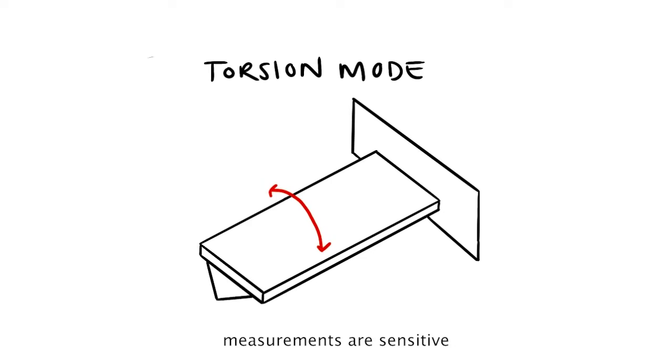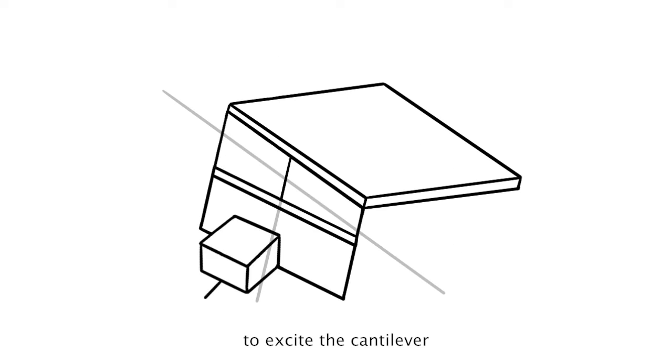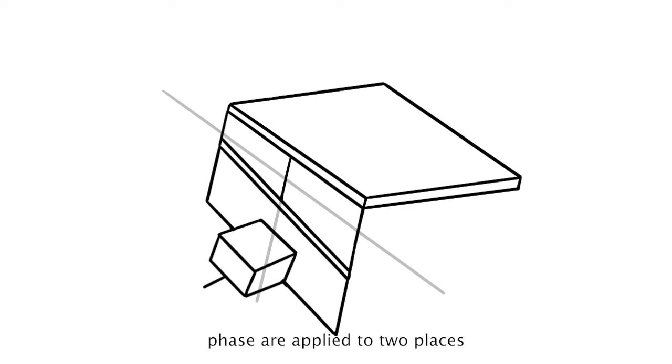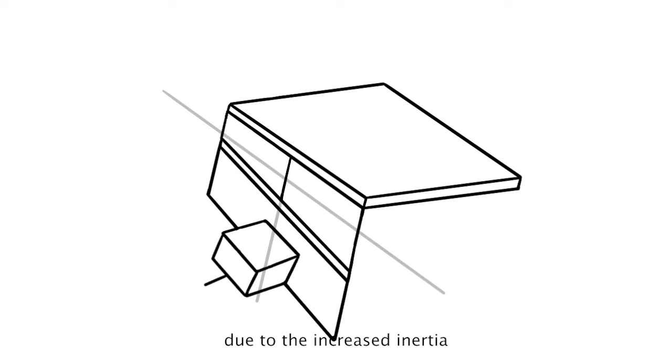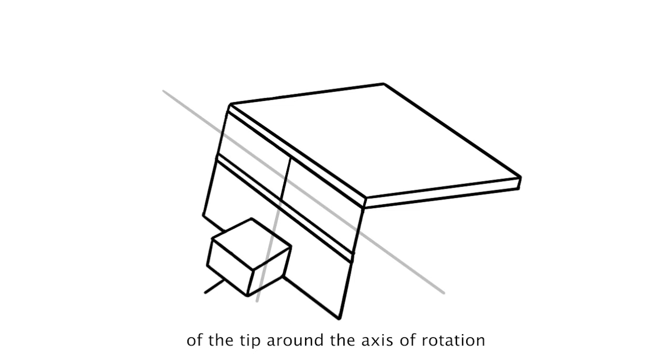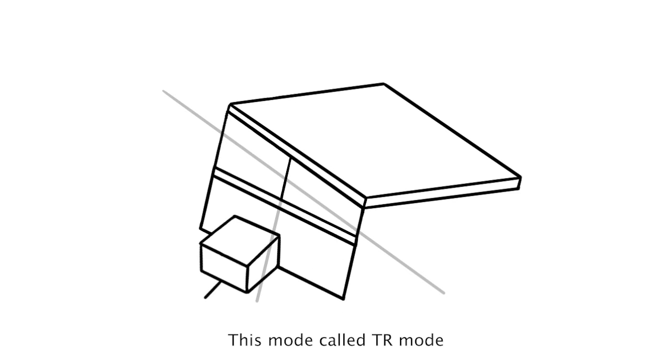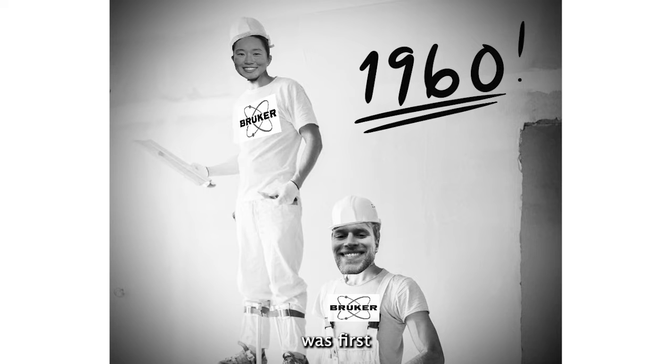Traditional AFM measurements are sensitive to these long-range forces and force gradient in the vertical direction only. In the torsional resonance mode, the cantilever arm deflects around the lengthwise axis instead of around the width axis. To excite the cantilever into its first torsional resonance mode, drive signals of opposite phase are applied to two piezos. Due to the increased inertia of the tip around the axis of rotation, an oscillating torque is generated in the cantilever. This mode, called TR mode, was first commercialized in 2003 by Bruker.